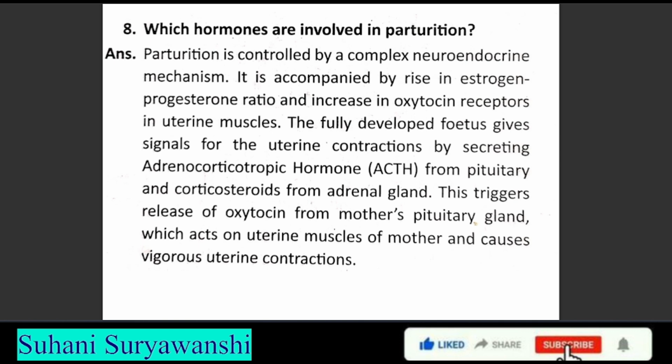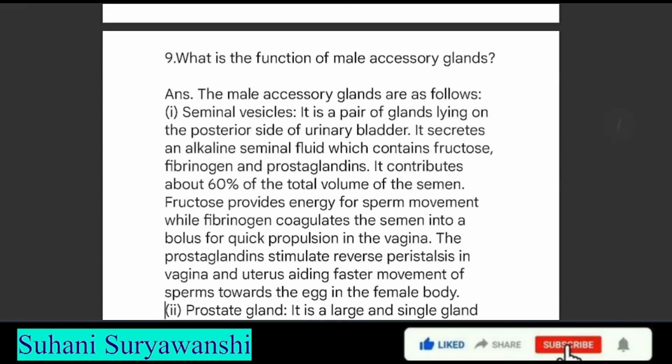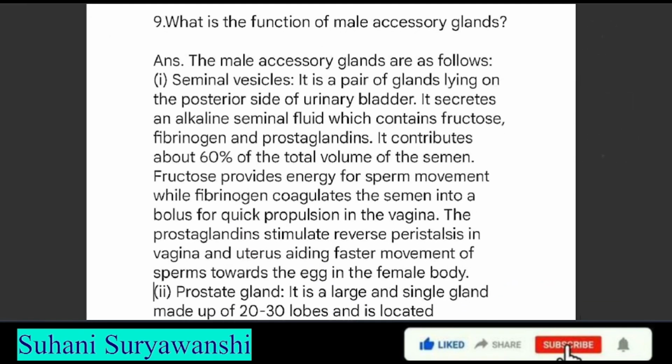The fully developed fetus gives signals for uterine contractions by secreting adrenocorticotropic hormone, that is ACTH, from the pituitary and corticosteroids from adrenal glands. This triggers release of oxytocin from the mother's pituitary gland, which acts on the uterine muscle of the mother and causes vigorous uterine contractions.